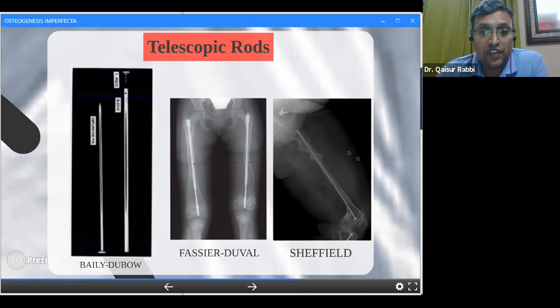The Sheffield intramedullary telescopic rod works on almost the same principle, but here the T end needs to be put in later on. All these three rods work on the principle of a male and female rod, where the male rod guides itself within the female rod as the child gains length.